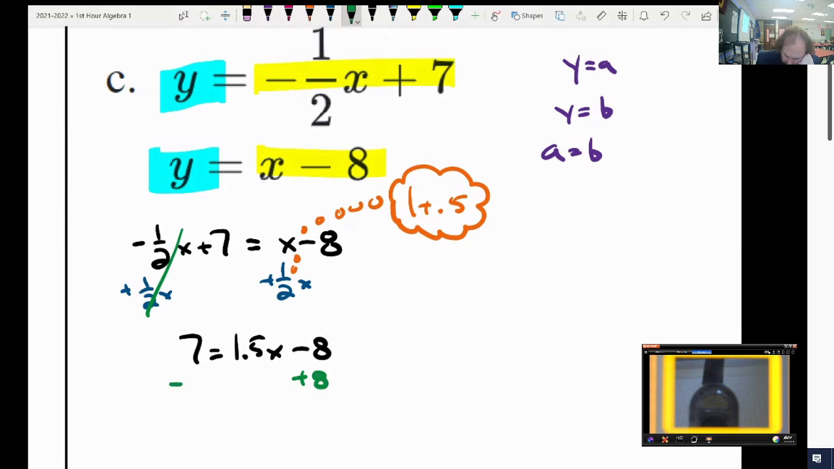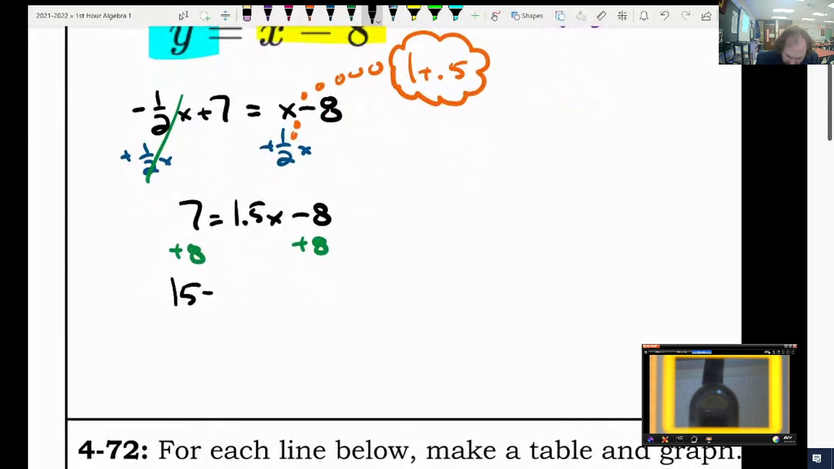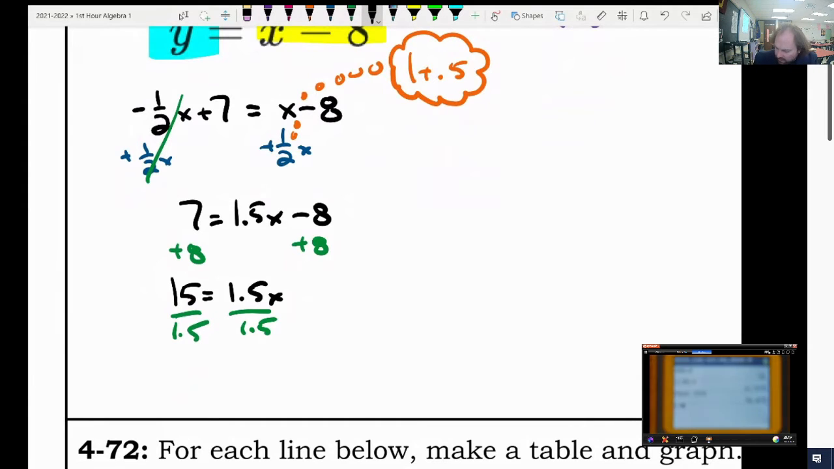You add the 8 to both sides, and you get 15 equals 1.5x. And if you know your decimals, you know the answer here is going to be 10 divided by 1.5. Or you could use a calculator, and you could just do 15 divided by 1.5 there, and you'll see the answer is going to be 10 for x. Oh, my calculator cam is kind of blurry.